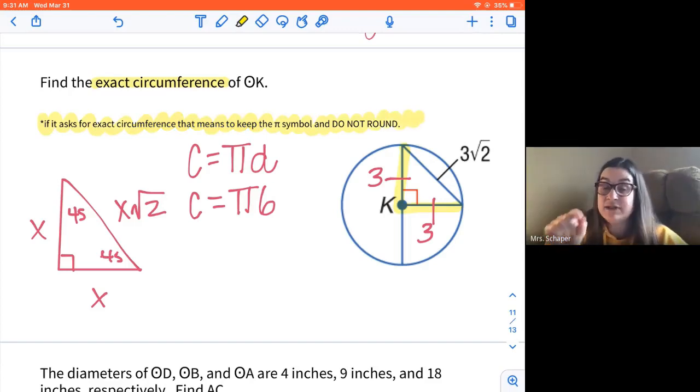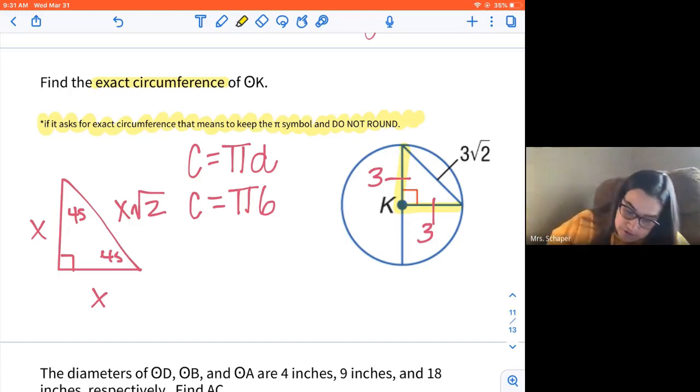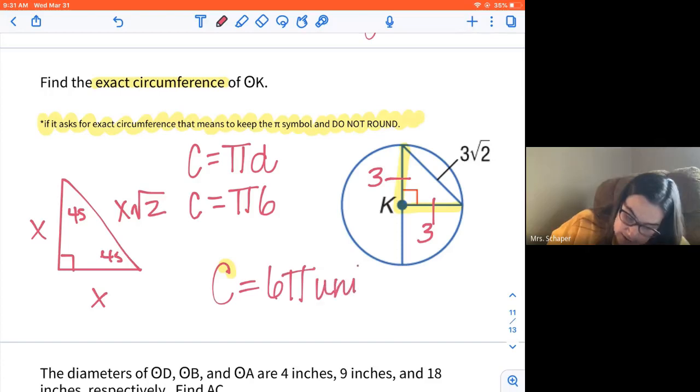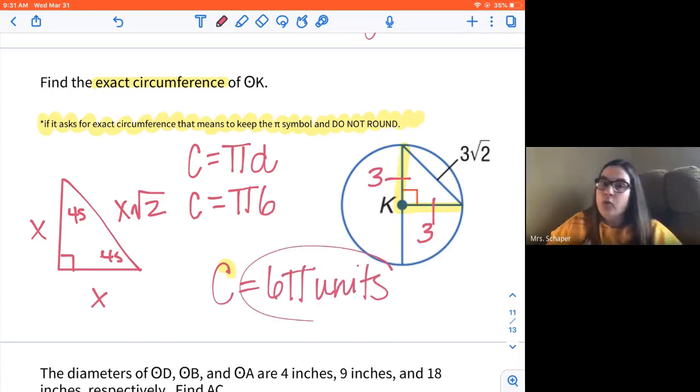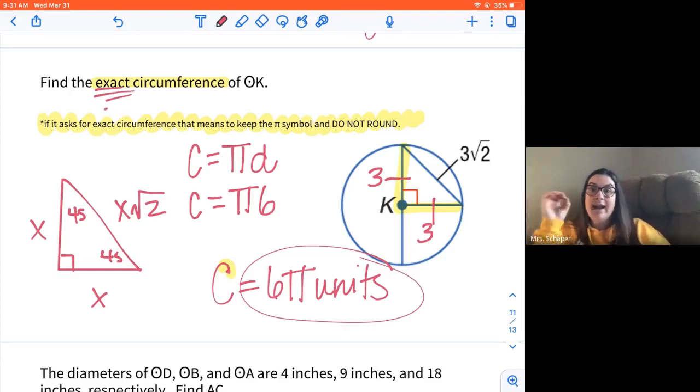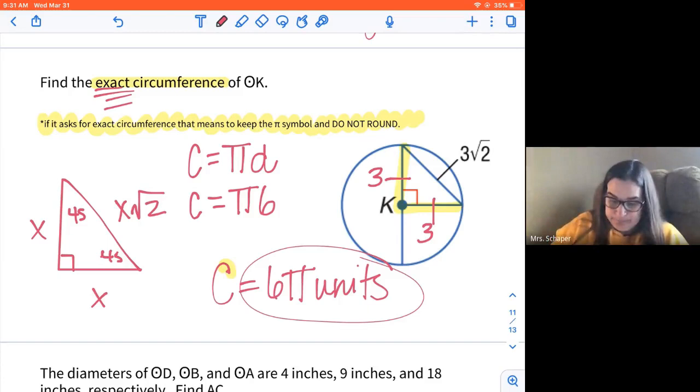You're going to be asked to do this on a few assignments in here. We've got to make sure you know that exact means keep the pi symbol. So my answer is going to be 6 pi units. No rounding, no decimals. If we want exact, we want exact. And because pi is an approximation, we want to keep it as the pi symbol so it's exact.